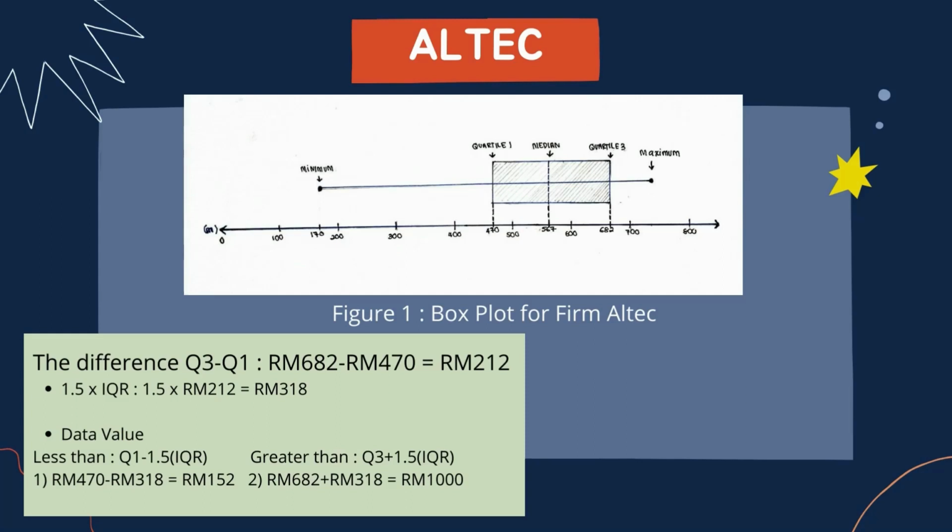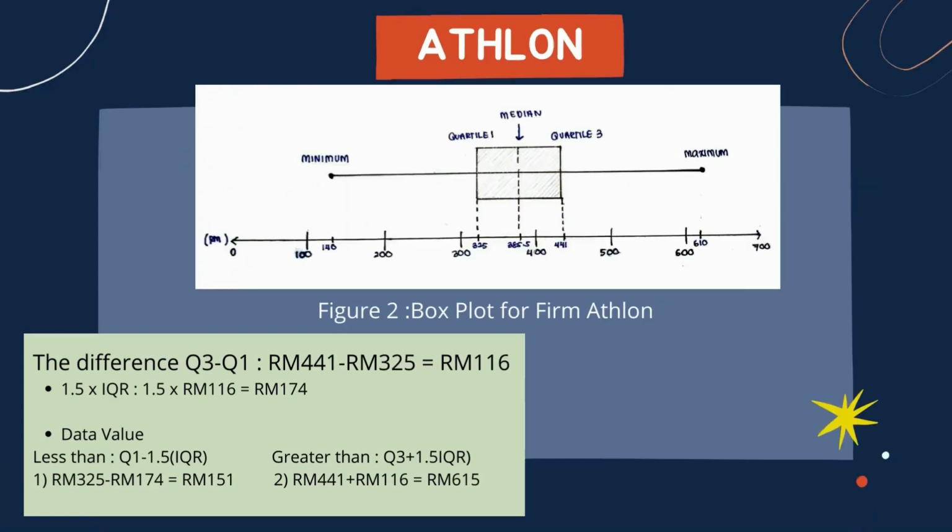In the end, there are no outliers because the minimum is not less than 152 ringgit and the maximum is not greater than 1000. For Athlon, also completed using the five-number summary table, we draw the first plot, the minimum number, which is 140 ringgit, and extend to the maximum number, 610 ringgit. Now we draw the box starting from quartile 1, which is 395 ringgit, to quartile 3, 441 ringgit. At the middle of the box, we draw another line for the median, which is 385 ringgit 50 cents, and the box plot is done.